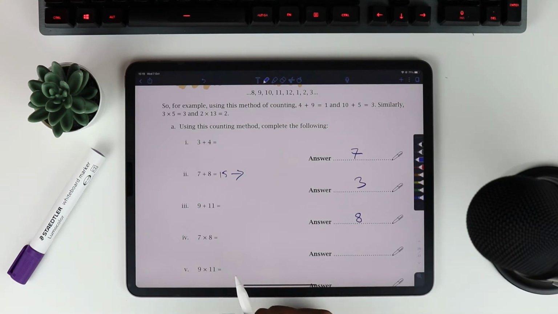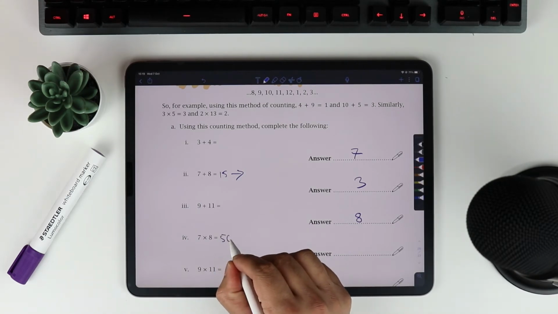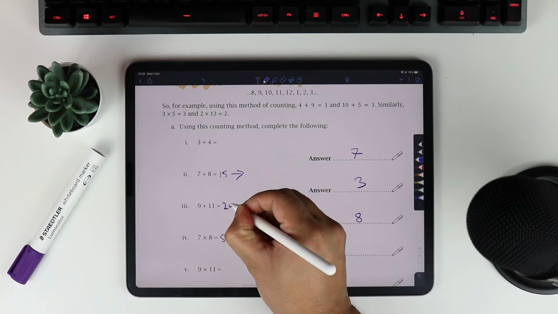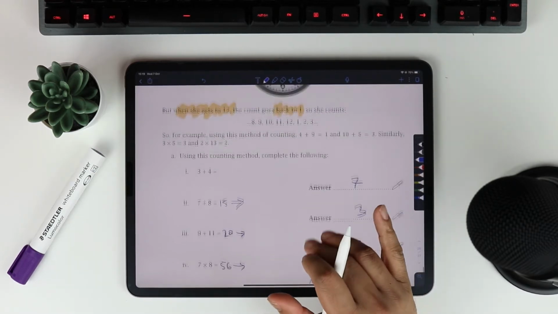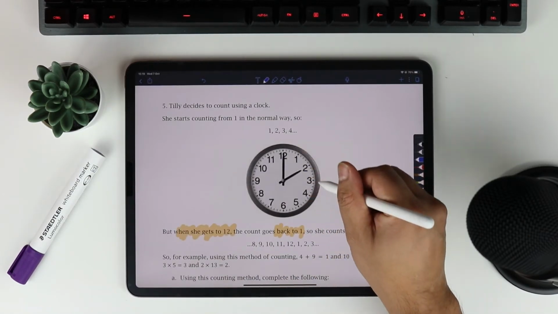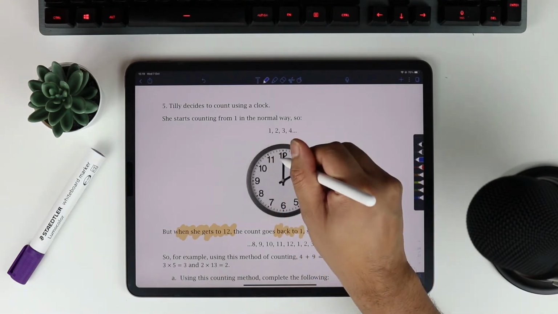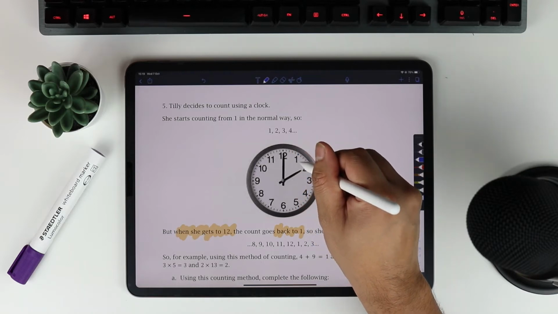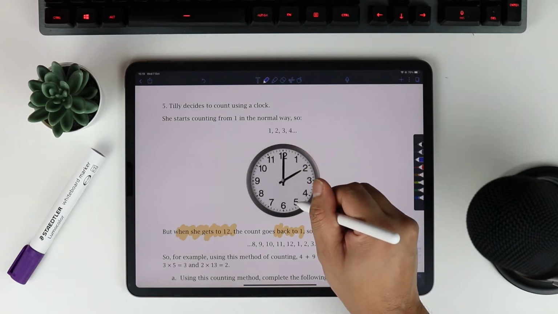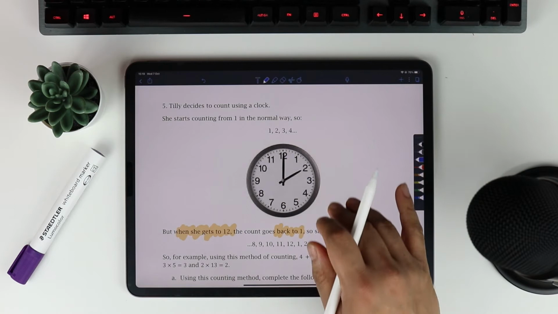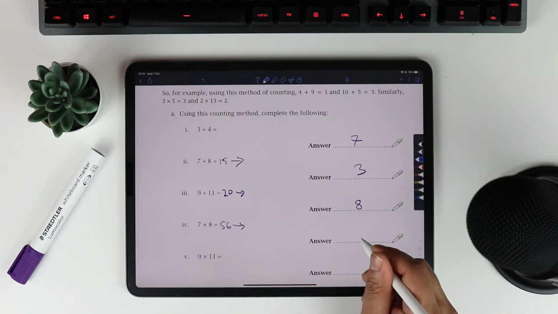And you've got 7 times 8 is 56, normally. And so with 56, we've got 12, 24, 36, 48, 49, 50, 51, 52, 53, 54, 55, 56. So that's going to be 8. So we keep doing that.